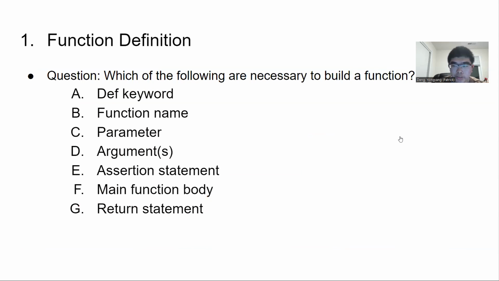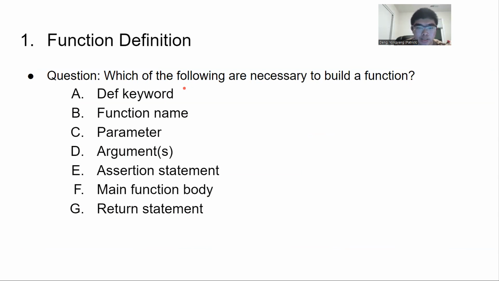Right. So here's a small question. Which of the following are necessary to build a function? We can do a very quick quiz about it. Let's have 2 minutes to find out the answers, and you can type your answer into the chat box. Which of the following are necessary to build a function? We have def keyword, function name, parameter, arguments, assertion statement, main function body, and return statement. The answer is more than one. That's the hint.